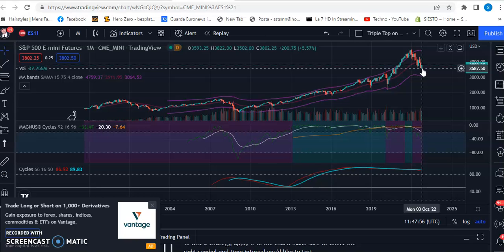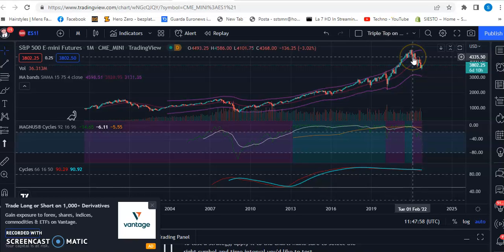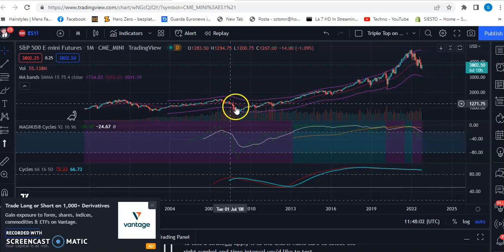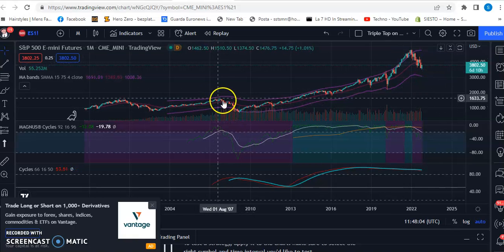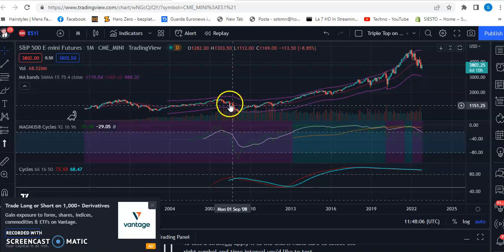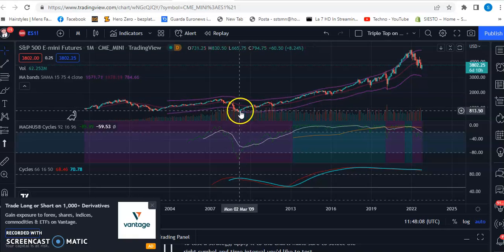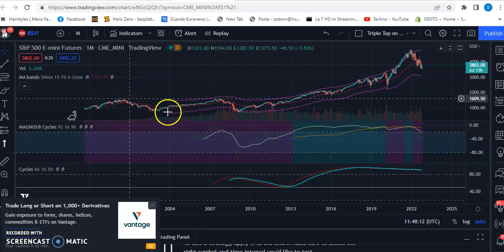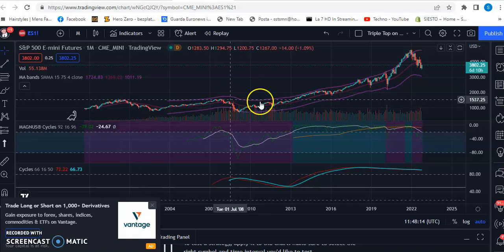But for now we are still inside a very strong descending phase, similar to what happened here in 2008, where we saw a series of bearish candles which hit the lower band, and from here we saw a very strong rebound. The same here in 2000 and 2007.